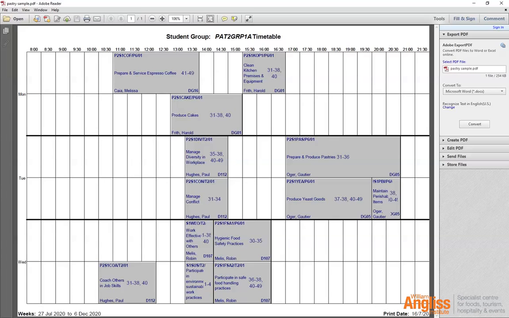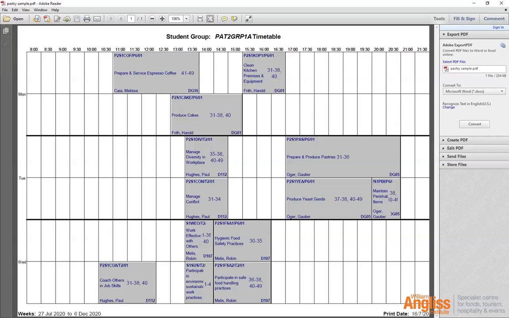This particular unit has a class running from weeks 31 to 38 and week 40. These numbers are easily identified on a calendar: January is week 1, the second week of January is week 2, the third week of January is week 3. For this particular timetable, week 31 is in the second semester, the first week. You need to go to DG01. Your teacher name is Harold Frith and the unit is called Produce Cakes.